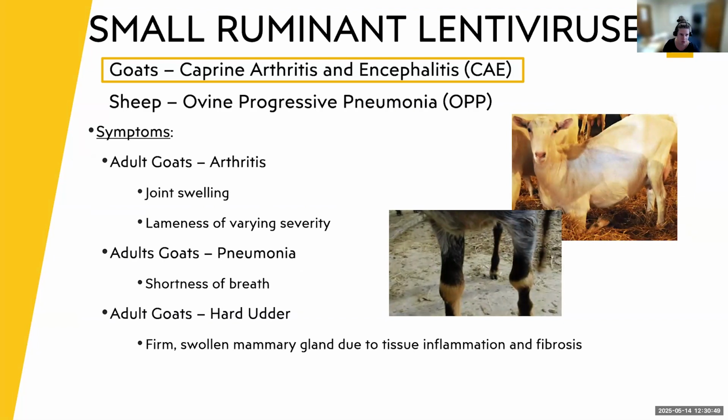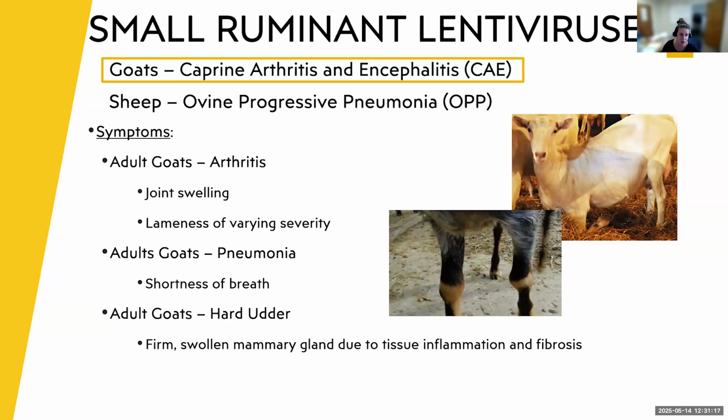In our adult goats, probably the most common symptom that's seen is arthritis. That would be joint swelling, especially in the front carpal joint, like seen in this picture. They get a lot of swelling around that joint, as well as lameness, where they don't want to stand or they'll walk on their front legs more, again because of the pain of the arthritis.